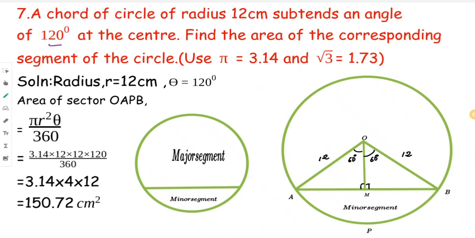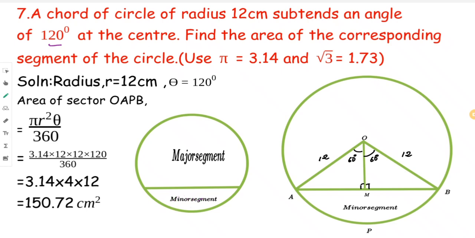That means if they don't say anything, we're supposed to find the minor segment, this region here. And how do you find this? Area of the sector, that means this, minus the area of this triangle, then I'll get the area of the minor segment. Clear? Alright, so the first thing we do is try to find the area of the sector.